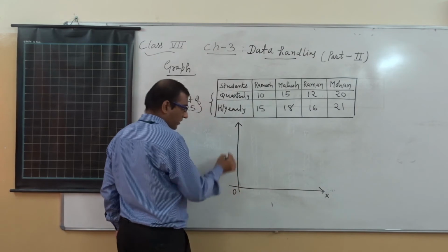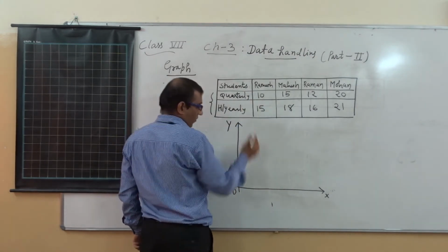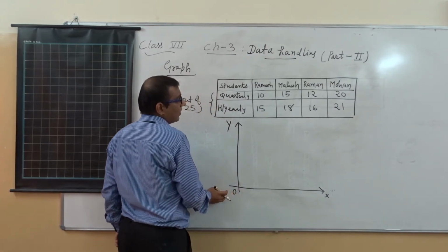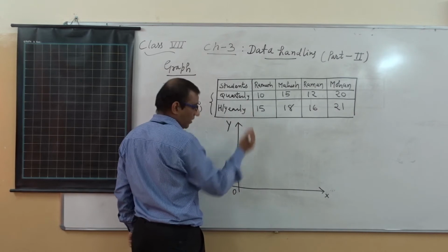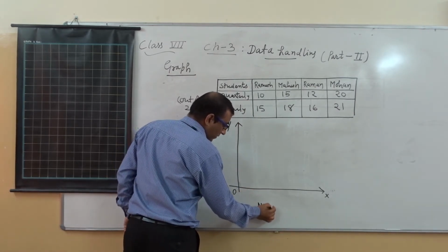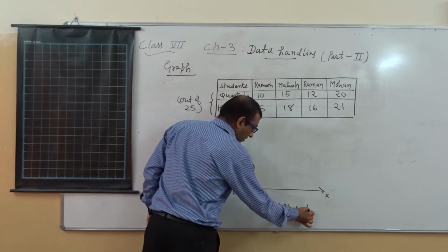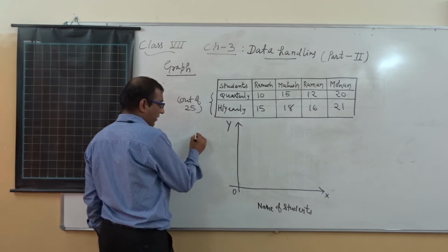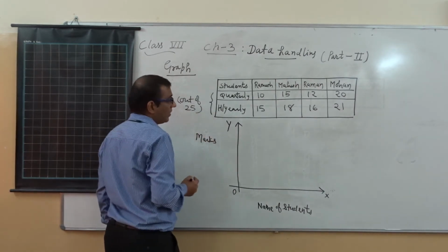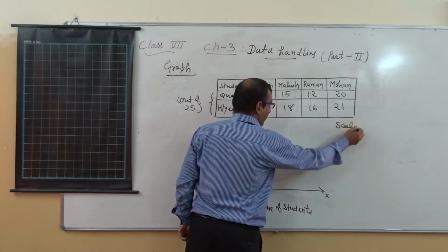This is the OX axis, this is the OY axis. On the OX axis, I will take the names of students, and on the OY axis, I will take the marks of quarterly and half-yearly. Now we will take the scale.